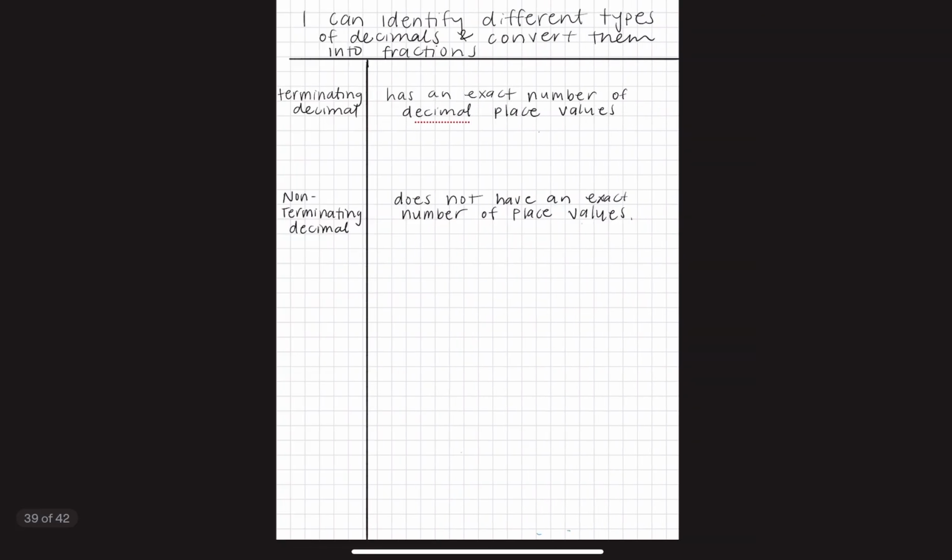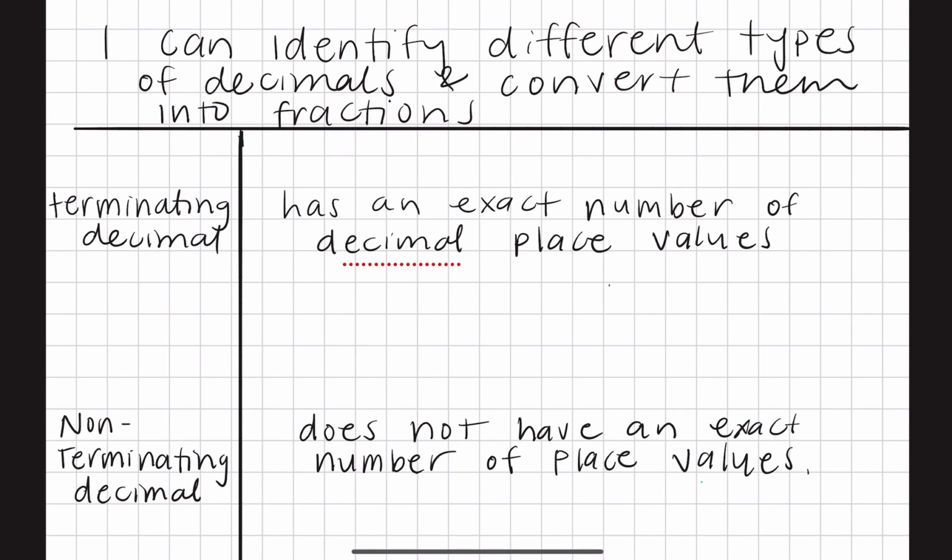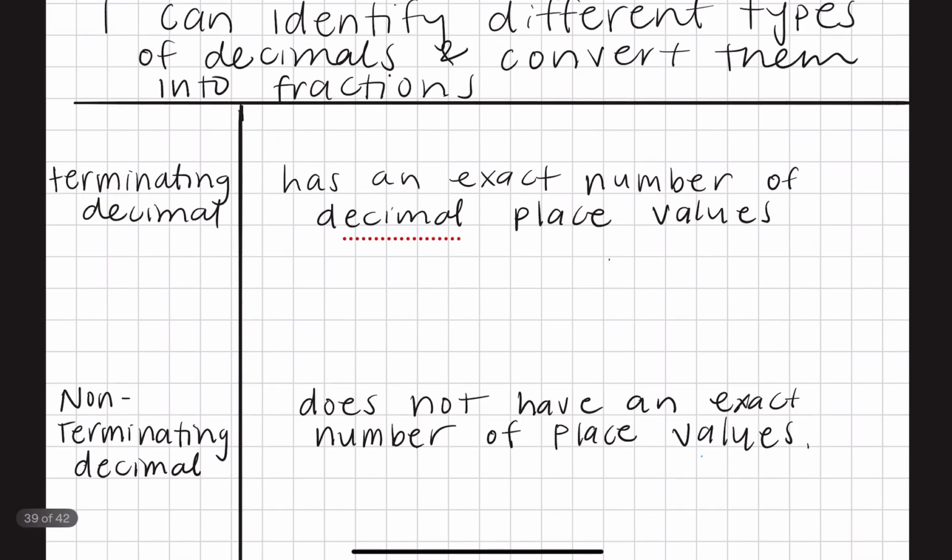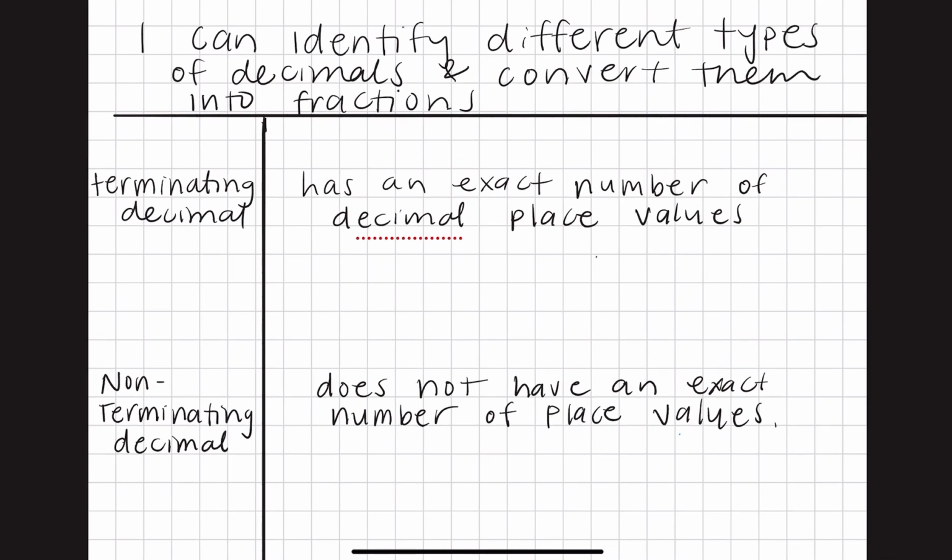Okay. So please set up your papers Cornell style. Make sure that you have your objective on the top. Our objective today is I can identify different types of decimals and convert them into fractions. On your left side, you should write the following terms, which we'll go over, and then on the right side again are definitions and examples. So the first term that we'll talk about today is a terminating decimal. This is a decimal that has an exact number of decimal place values.